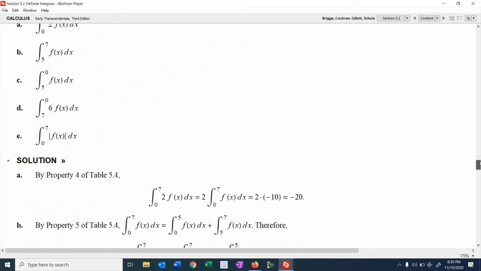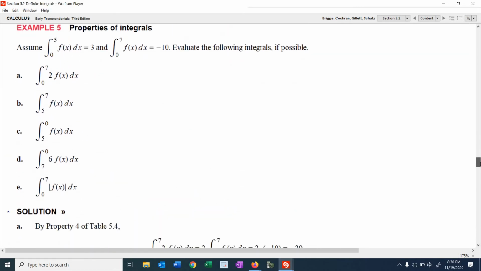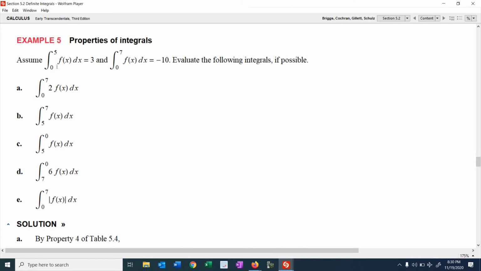Okay, so let's look at some examples where we use some of these properties. So in this particular example, we know the definite integral from 0 to 5 of this function is 3, and we also know that the definite integral from 0 to 7 is negative 10. And we're supposed to find the definite integral from 0 to 7 of 2 times f of x.